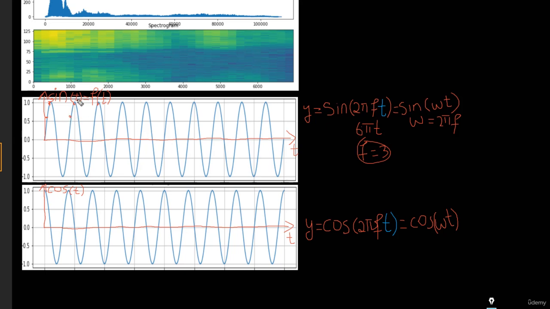Now to get the frequency of this signal, we ask ourselves a simple question: what is the time taken for us to leave from this point to this exact same point again? So this time difference is what we call a period, and then the frequency is simply equal to 1 divided by that period.